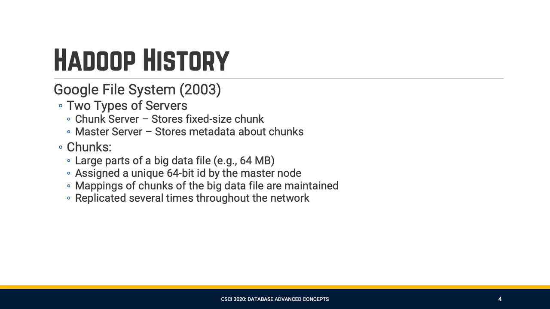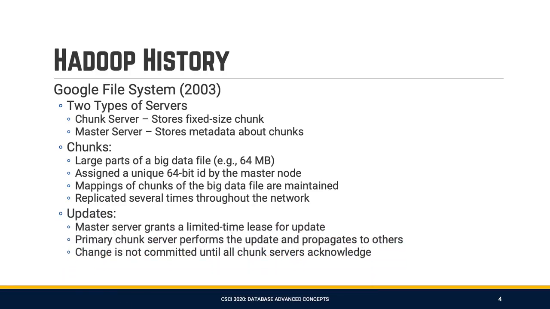Then the mappings of chunks are maintained by the master server, and then they're replicated several times throughout the network for redundancy and for backup and so forth. Whenever you need to update a particular file, updates happen by a master server granting a limited time release to do an update. The primary chunk server that has the main copy of the file performs the update, and then it propagates that update to the other servers that contain that file. The change is not committed until all of the chunk servers acknowledge that they have completed the commit.